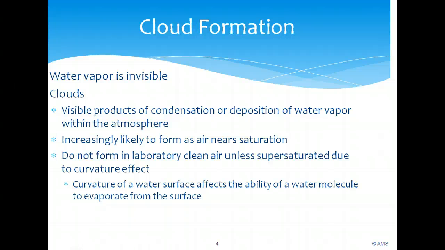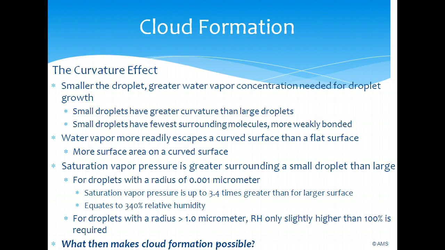In the real atmosphere, the relative humidity never even approaches these supersaturation values, so tiny droplets would not form or grow. So what makes cloud formation possible? This next slide gives you some details about the size of water droplets and the relative humidity needed for cloud formation. But again, what makes this happen in nature, because there's never the 340% relative humidity in the atmosphere.